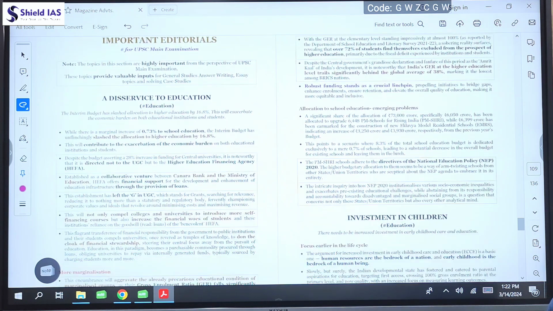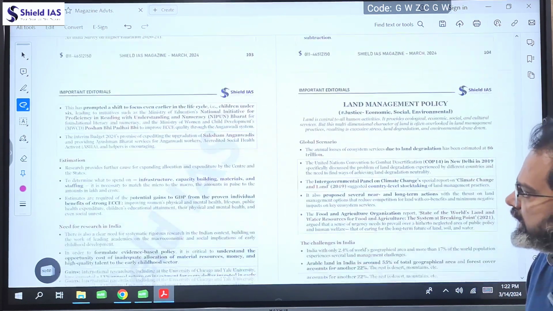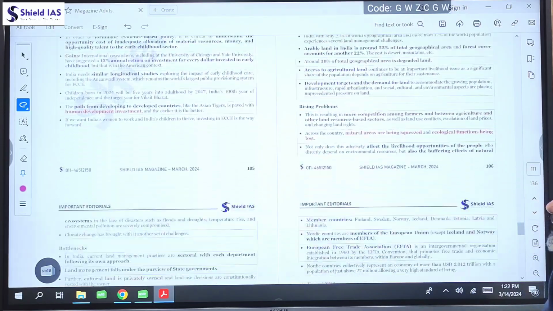So important editorials, again, all the important points have been put in boxes so that you can easily pick up, quote and write in the examination.